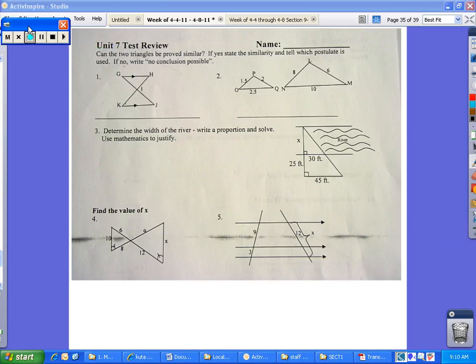In number 1, it wants to know if these triangles are similar. You can conclude that this angle is congruent to this angle because of alternate interior angles, which means that these two are congruent as well. And also, you can conclude the vertical angles are congruent. So therefore, it's really just by the angle-angle similarity postulate that these are similar.